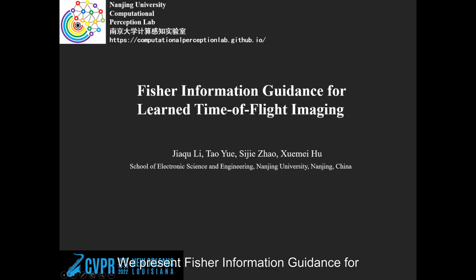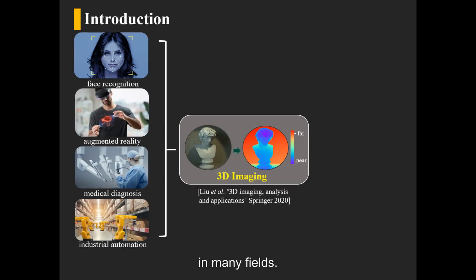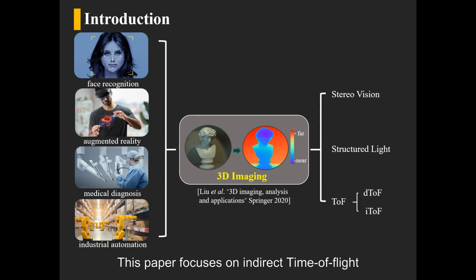We present Fisher information guidance for learned time-of-flight imaging. 3D imaging seeks to capture the 3D structure of scenes or objects, and has been widely used in many fields. It can be roughly divided into stereo vision, structured light, and time-of-flight imaging. This paper focuses on indirect time-of-flight imaging, i.e.